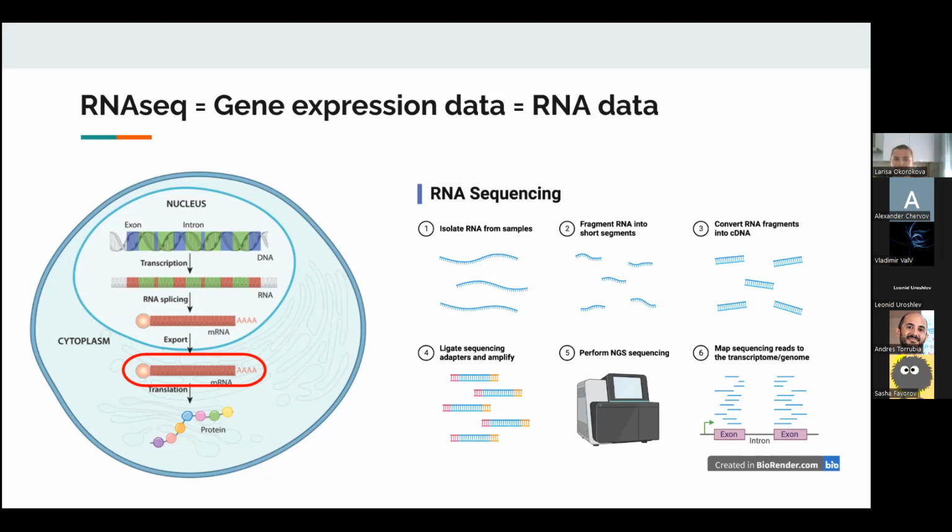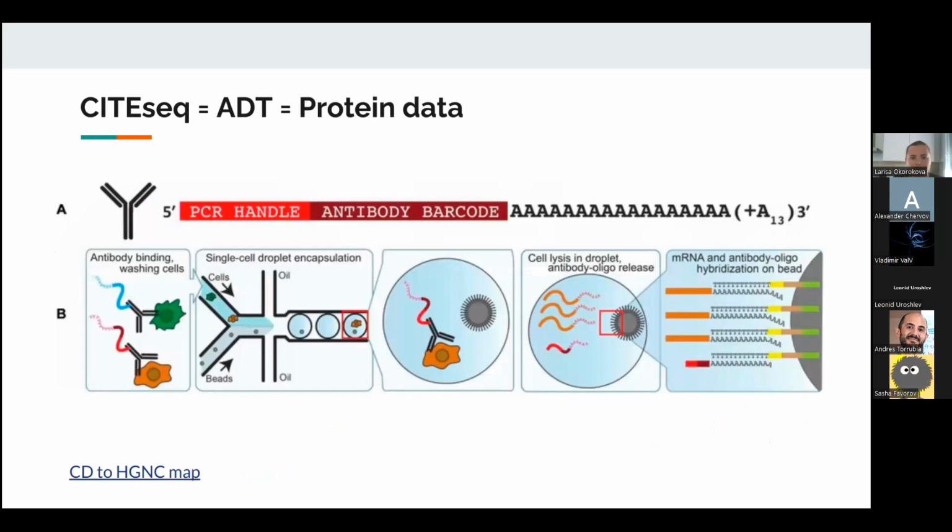Okay, and now we can move to the CiteSeq data or ADT data or protein data. There was another webinar that I assume you have access to, but just in brief, we have a technology which can help us to assess the quantity of different proteins on the cell surface. We designed and produce on a very big scale special antibodies which can bind a special part of a protein.